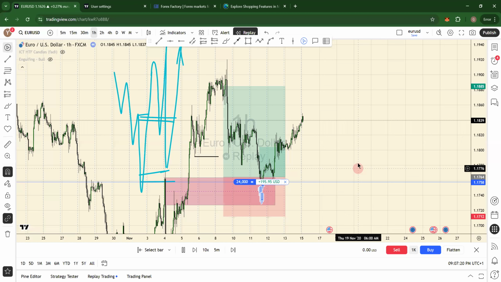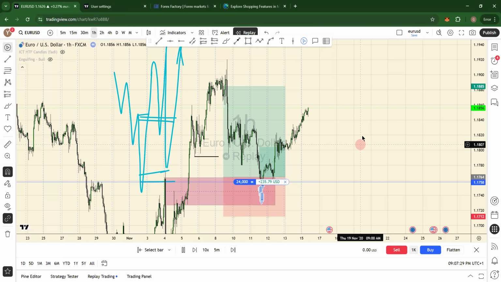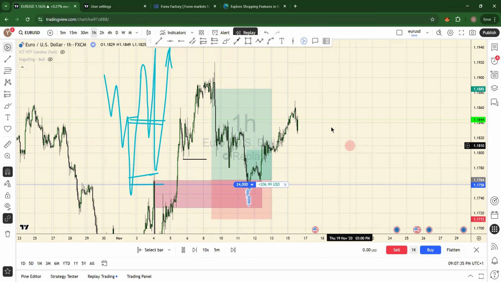All right, so I'm already making $230. It's a demo account. It's just a backtesting tool on TradingView.